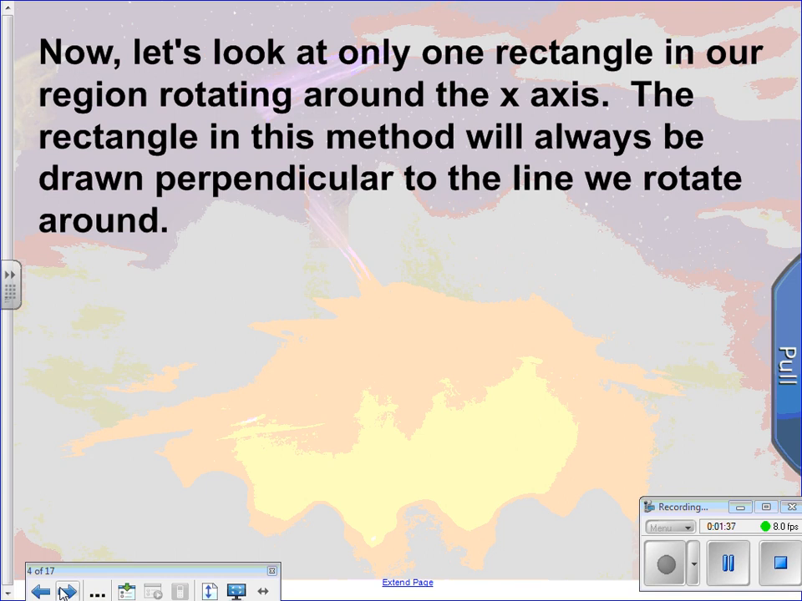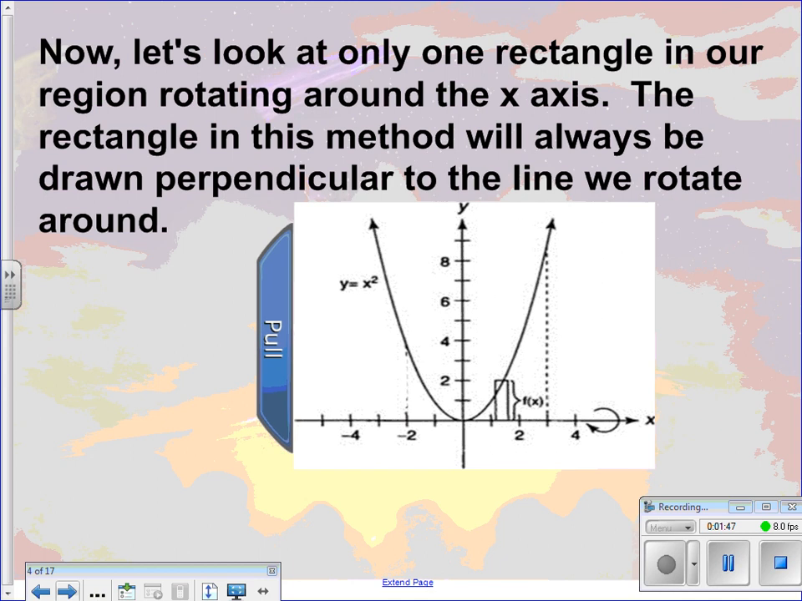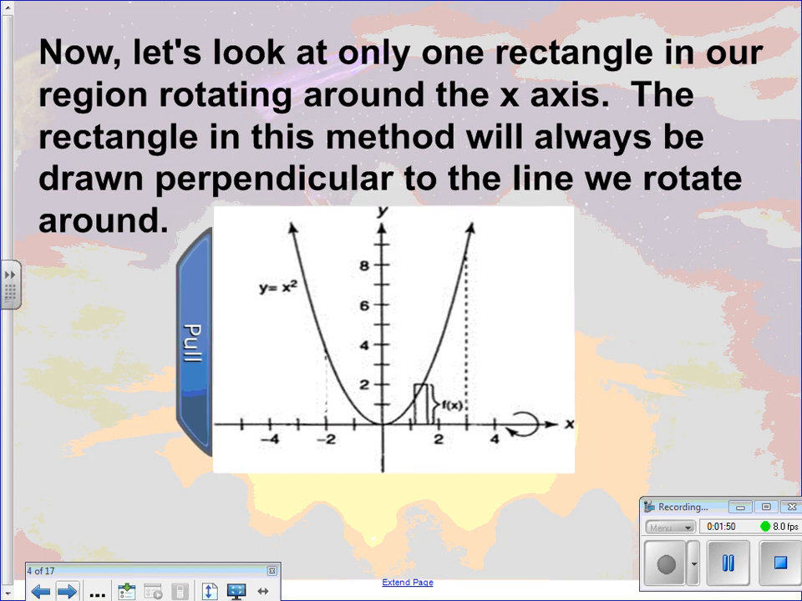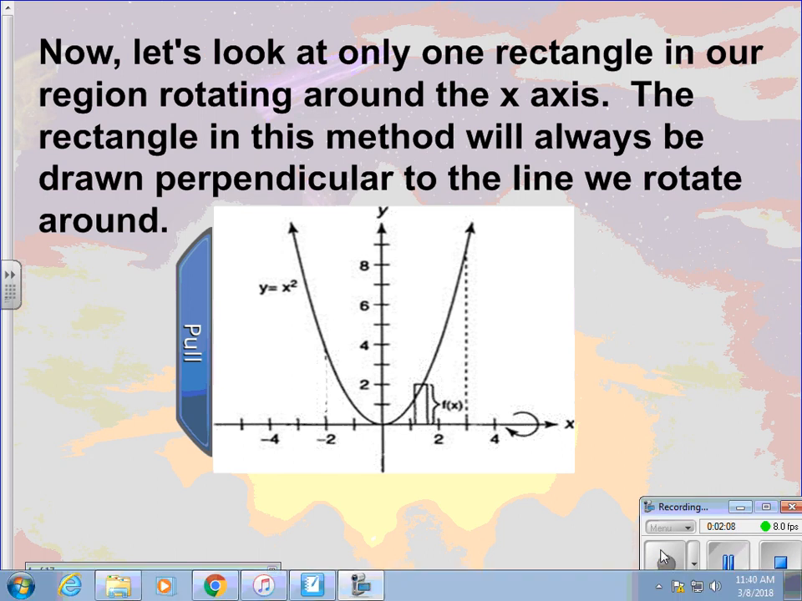Now let's look at only one rectangle in our region that's rotating around the x-axis. The rectangle in this method will always be drawn perpendicular to the line we rotate around. This is important. So here's my region. I'm spinning it around this way. Let's consider one rectangle in there. And yes, get this drawing down in your notes. You have to imagine this one rectangle is part of our solid of rotation.